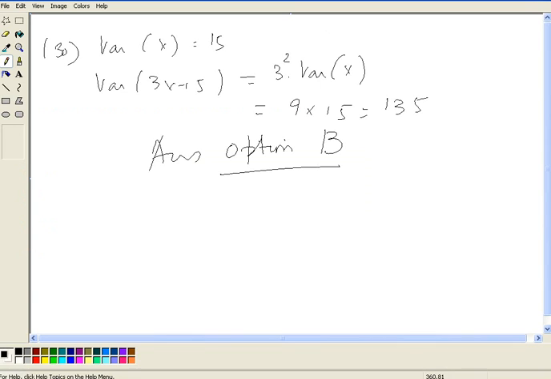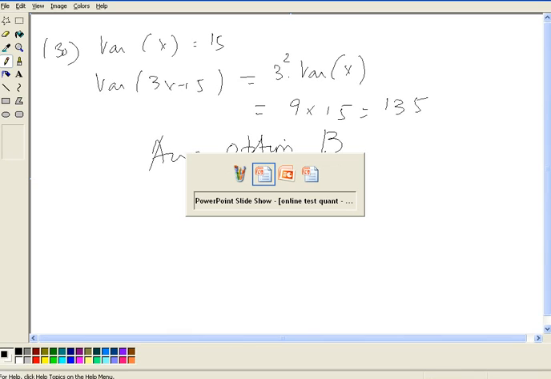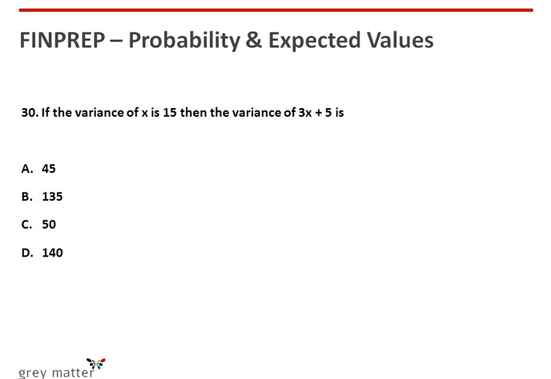Variance of x as mentioned is 15. Now variance of 3x plus 5, using the property and characteristics of variance, is nothing but 3 squared into variance of x, which works out to be 135. So the answer is option B. Going to our PowerPoint presentation, it is option B, which says 135.